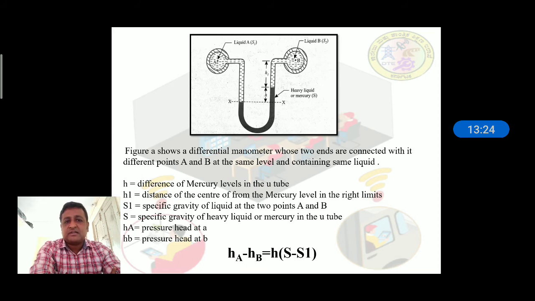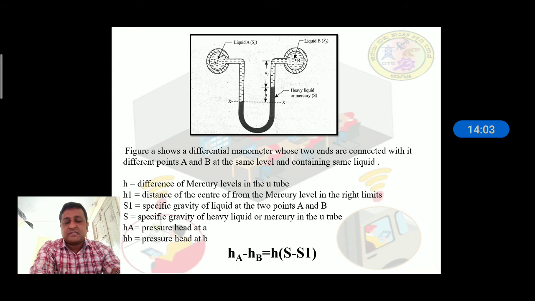S1 is the specific gravity of the liquid at the two points A and B. S is the specific gravity of the heavy liquid, meaning the mercury in the U-tube. HA is the pressure head at A and HB is the pressure head at B. This is the formula used to find the pressure at the manometer: HA minus HB is equal to H into (S minus S1), which is used for calculating the pressure at the point.